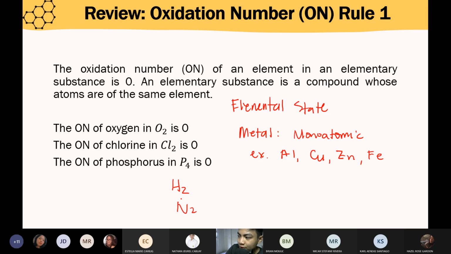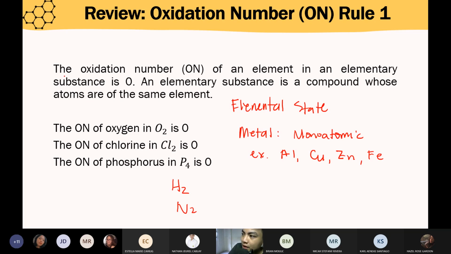So, ano mapapansin mo when you have an elemental state, no? The compound is just composed of the same elements, okay? The same elements lang yung composition ng compound mo, okay? Whether that's monoatomic, diatomic, or tetraatomic, okay? So, ganun. So, that's the elemental state when your compound is just composed of the same elements, okay?